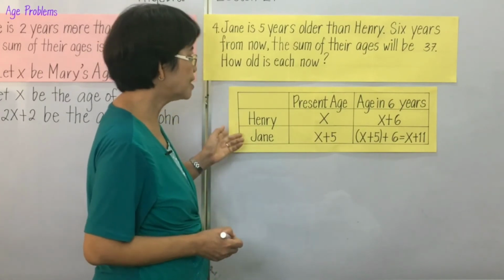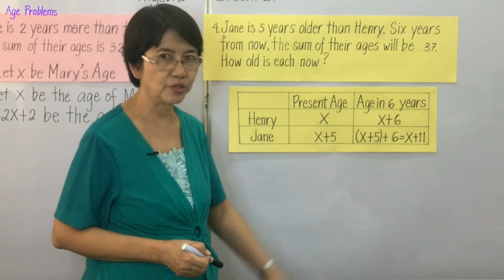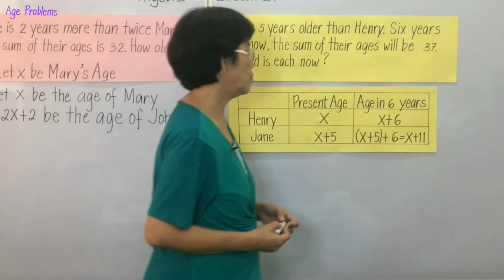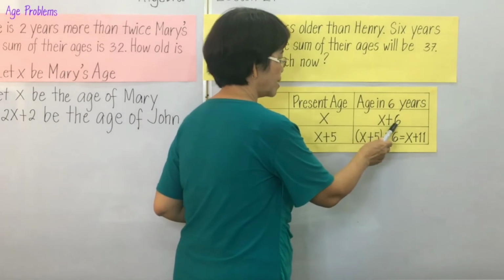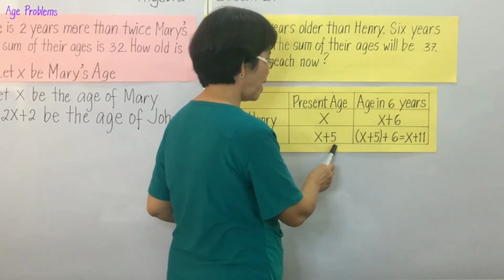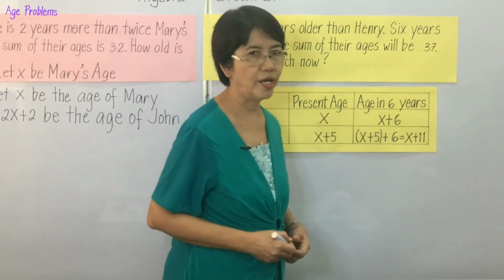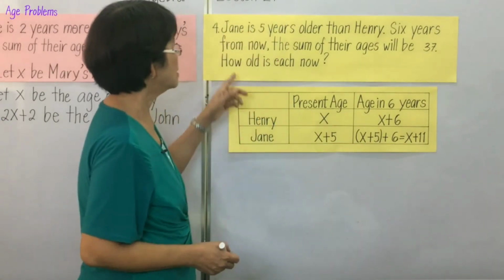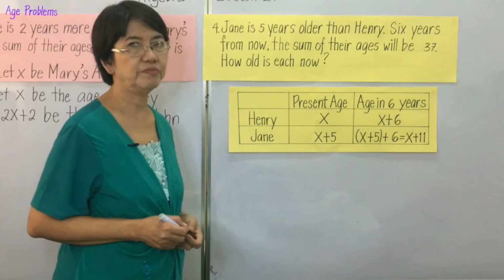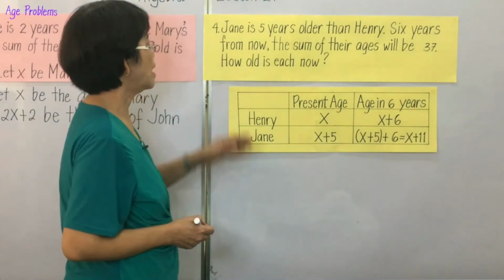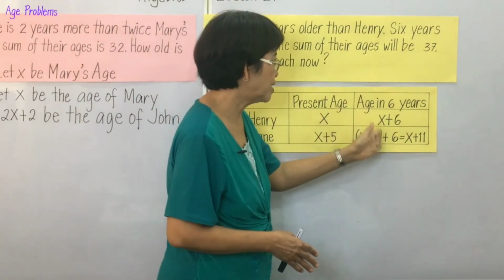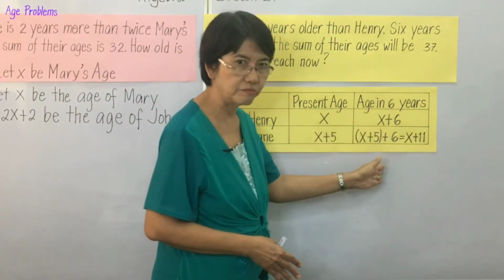And then in 6 years, that will be future. So you add 6 years to both of their ages. So we have x plus 6, and then x plus 5 plus 6, or x plus 11. The sum of their ages will be 37. So that will be in 6 years. So we will get the sum of their ages in this column.